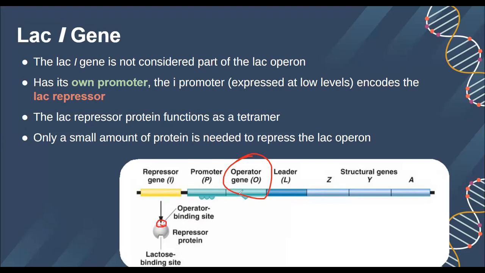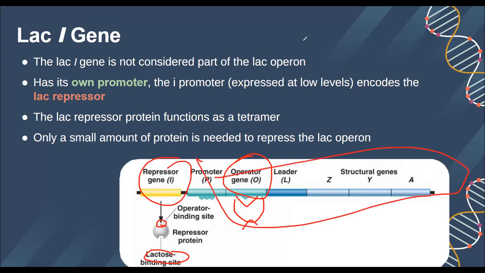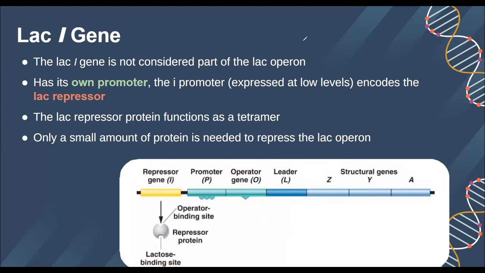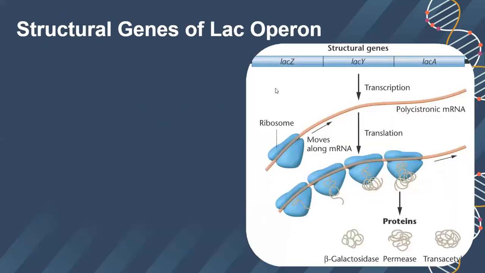So here it will bind. This is the operator binding site. It will bind over here, and here is the lactose binding site. Now we will see what this lactose binding site is doing in the repressor protein. Okay, about the LAC-I gene, and this is the whole lactose operon. So that's all regarding the structure of the LAC-I gene. Now we move to the structural genes of the lactose operon, beginning with LAC-Z, LAC-Y, and LAC-A.